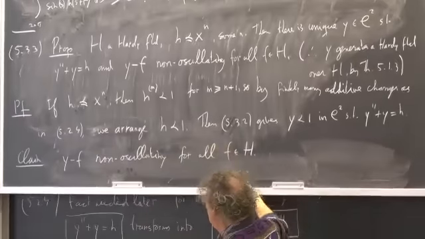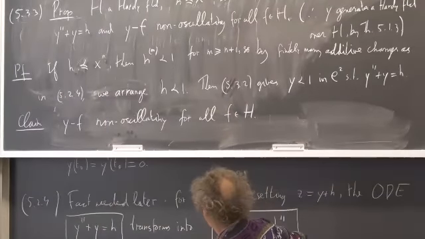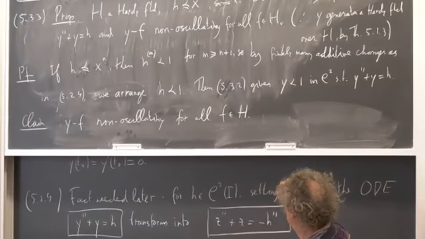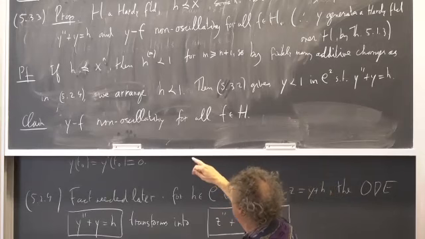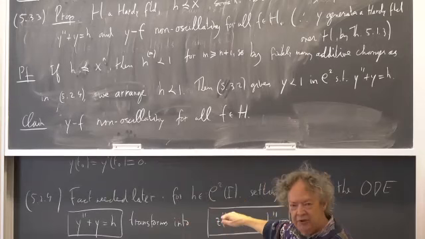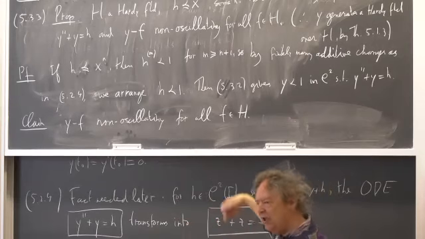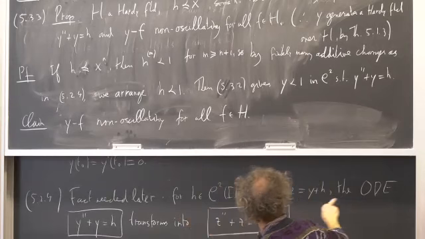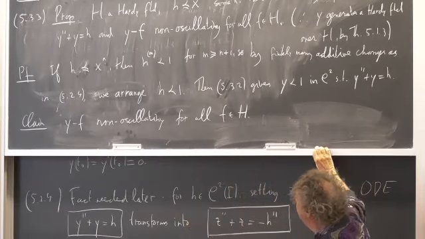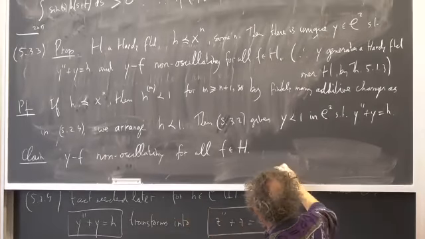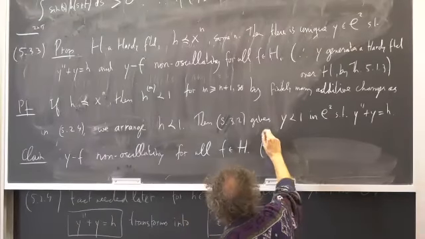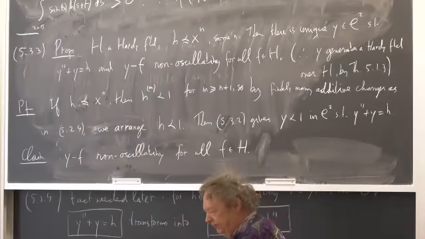And of course you could say, well, but this is not the y that you want, because you have changed it. You have to make these additive changes, but you can check very easily that the changes are only by things in capital H, so that doesn't make any difference. So this will do the job.